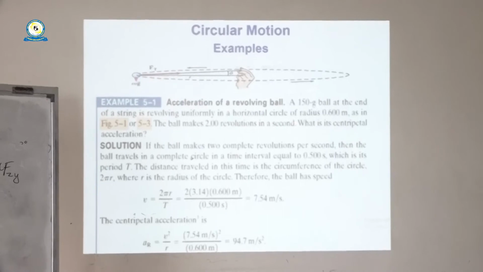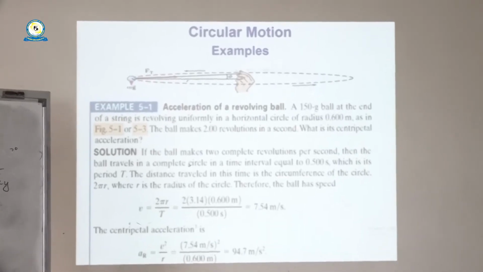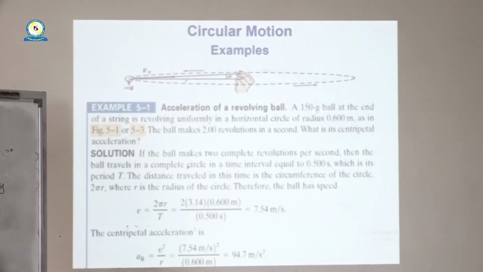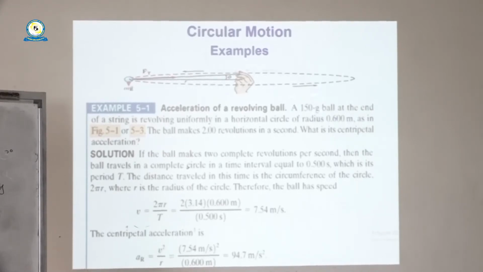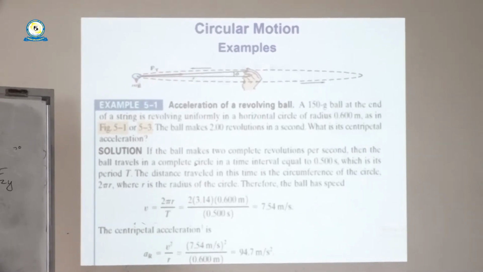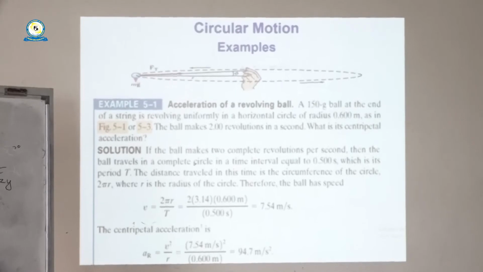2 revolutions in a second. It means this one will be your period. What is its centripetal acceleration now? Horizontal circle. This is a horizontal circle. It's horizontal.